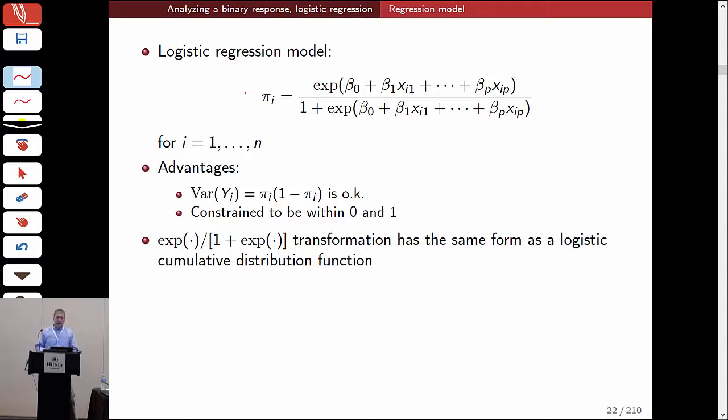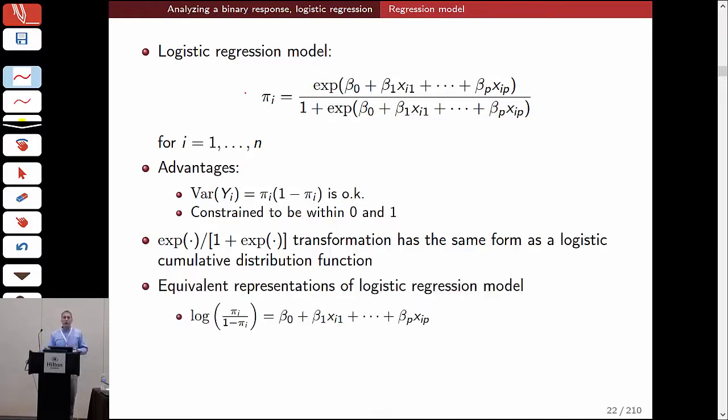Now, this transformation involving the exponential function has the same form as a logistic cumulative distribution function. That's where the name for logistic regression comes from. Not from assuming y has a logistic distribution. It's because of the form of this transformation.